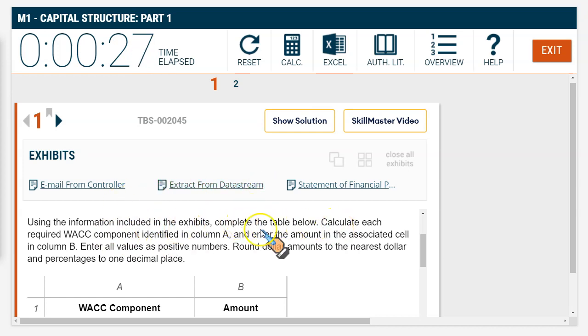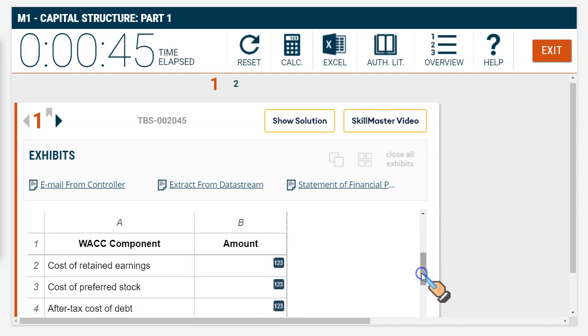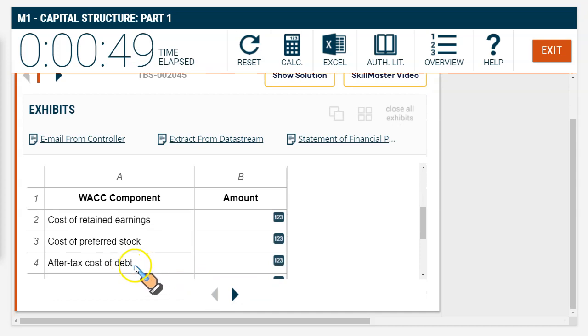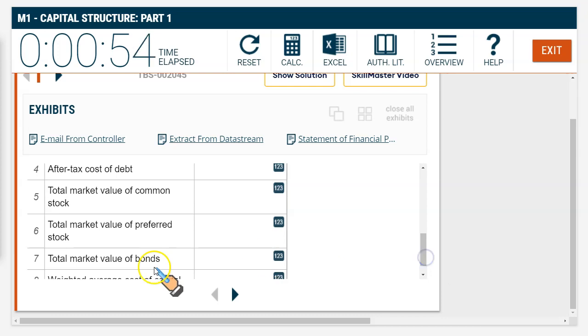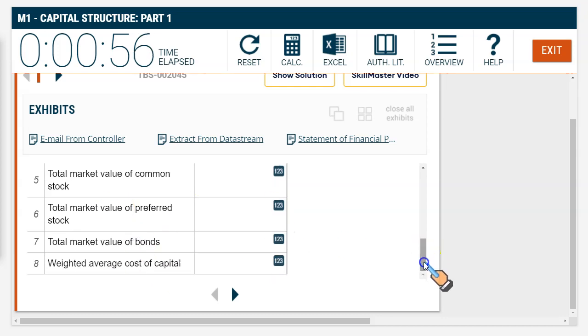Complete the table below, calculate each required WACC component identified in column A, and enter the amount in the associated cell in column B. Enter all values as positive numbers, round dollar amounts to the nearest dollar, and percentages to one decimal place. Now, what exactly is required? We need to calculate the cost of retained earnings, cost of preferred stock, and after-tax cost of debt, and then total market value of the common stock, total market value of the preferred stock, total market value of the bonds, and finally the weighted average cost of capital.